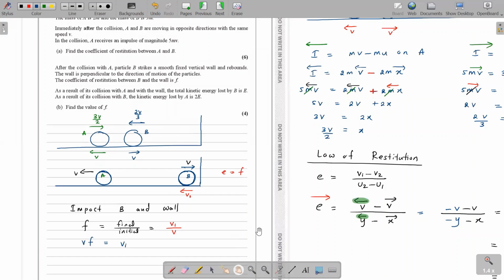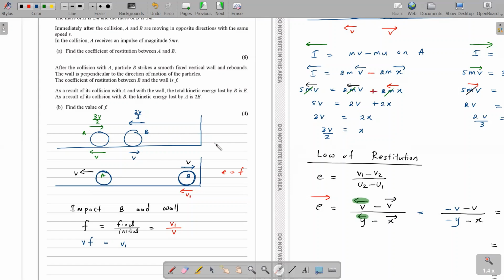Okay, now what do they want us to do? As a result of its collision with A and with the wall, the total kinetic energy lost by B is E. Okay, what do you mean by the total kinetic energy lost by B? Now, what did B start off with? What was the starting velocity of B? You saw that B started off with the velocity 2V over 3, right? So it has an impact with A, and then what happens? After impacting with A, obviously, at every impact, you lose a little bit of your energy, right? Because the speed will drop. So it impacts with A, then it rebounds, and then it goes and again hits the wall.